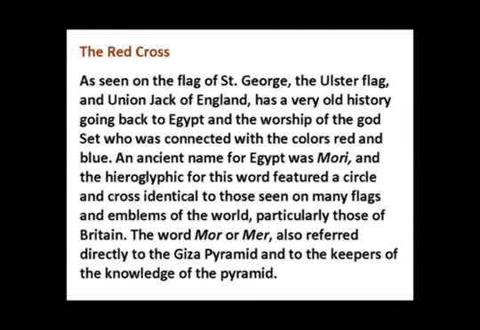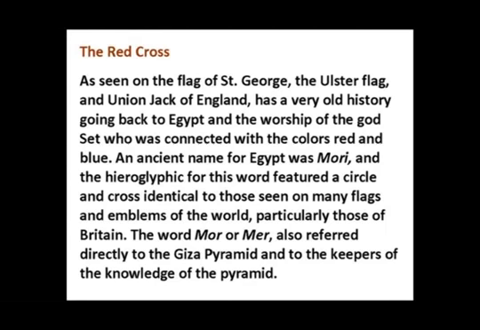As seen on the flag of St. George, the Ulster flag, and the Union Jack of England, the Red Cross has a very old history going back to Egypt and the worship of the god Set, who was connected with the colors red and blue. An ancient name for Egypt was Morai, and the hieroglyphic for this word featured a circle and cross identical to those seen on many flags and emblems of the world, particularly those of Britain. The word Mor, or Mer, also referred directly to the Giza pyramid and to the keepers of the knowledge of the pyramid.